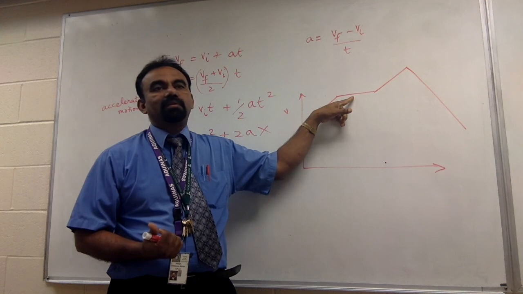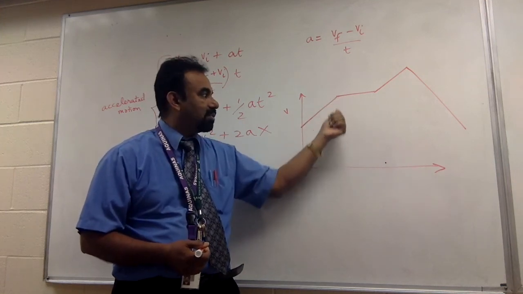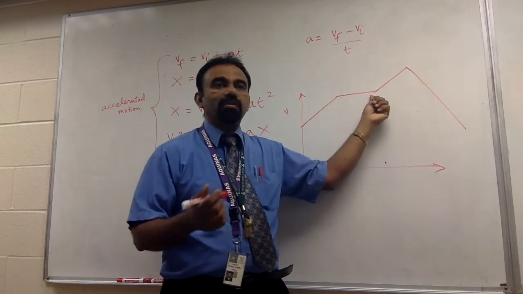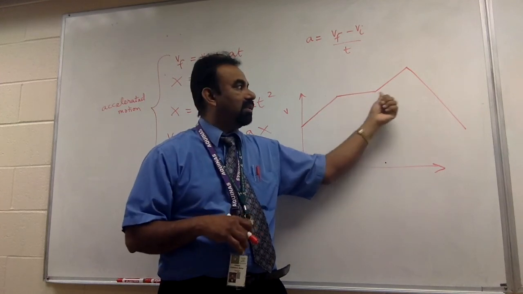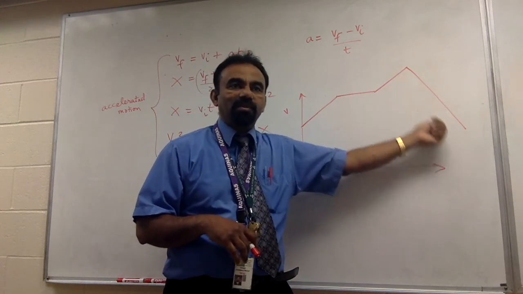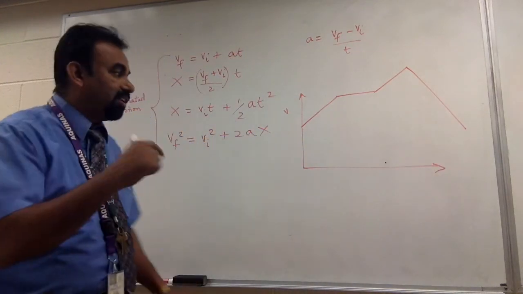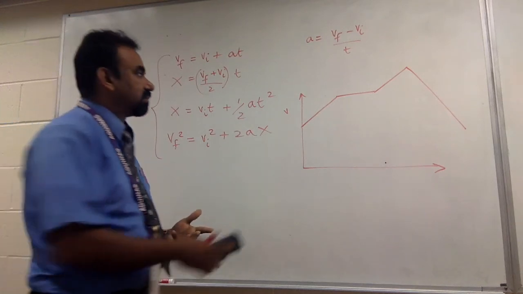So what's the slope here? 0. And how do you find slope? Rise over run. So you can see how much is the rise and how much is the run, and you can find the slope. What's the slope here? 0, which means what? What's the acceleration here? None. 0. And here it's accelerating again. What's happening here? Deceleration. It's coming down. So every stroke on a velocity time graph has to make some sense, and you should be able to connect to it.